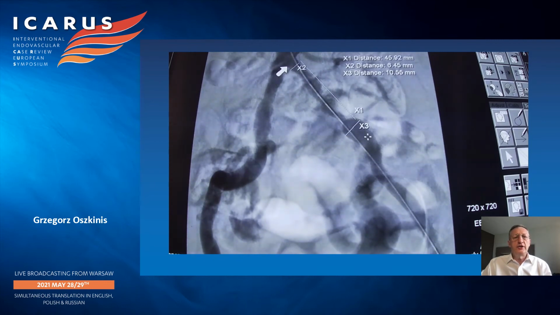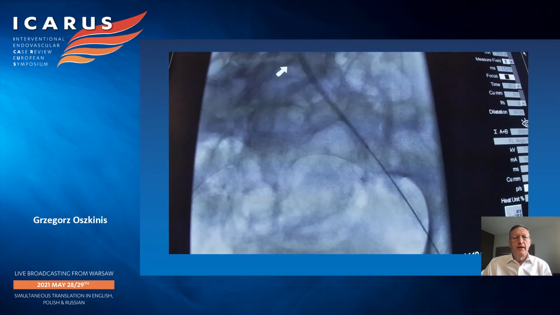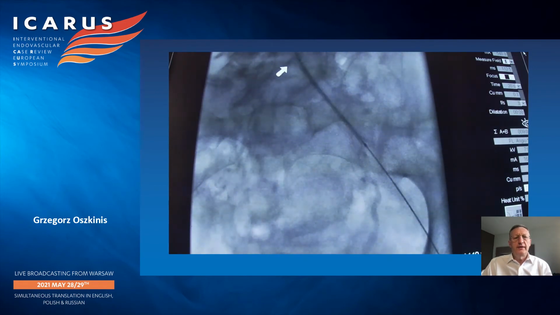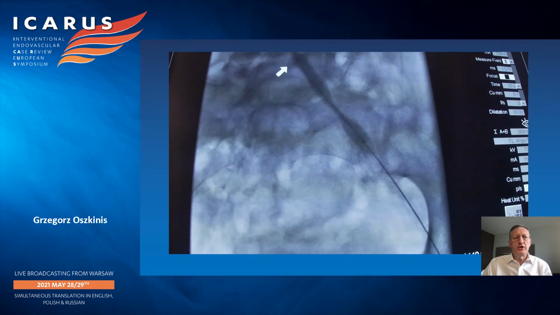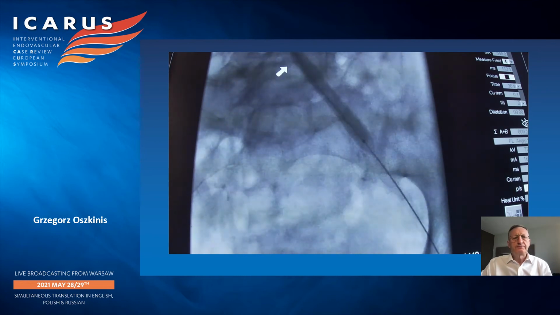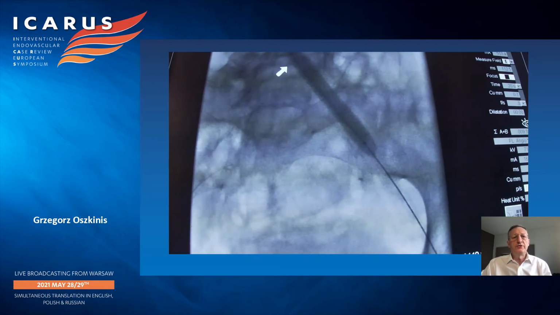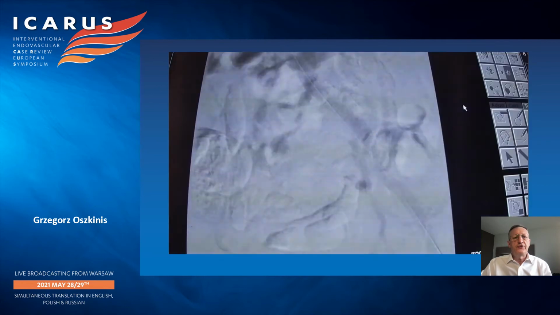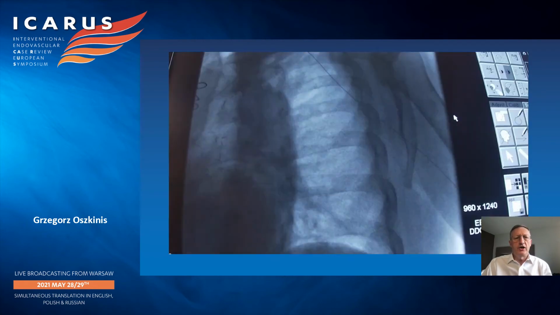Again, we check the lesion and we made measurements. We put the stent without any problem. To cross the lesion was not a problem. And then the final angiogram showed the good results and good position of the stent. Of course, sometimes it could be a problem if the lesion will be longer and stiffer, but in this case, it was not a problem at all.